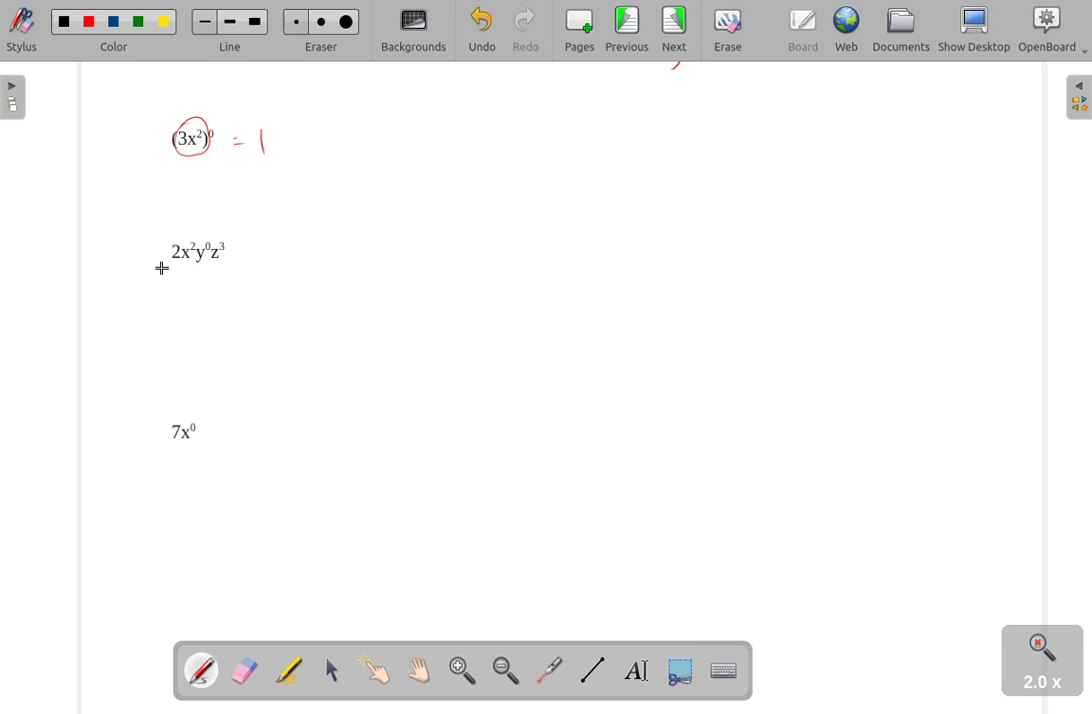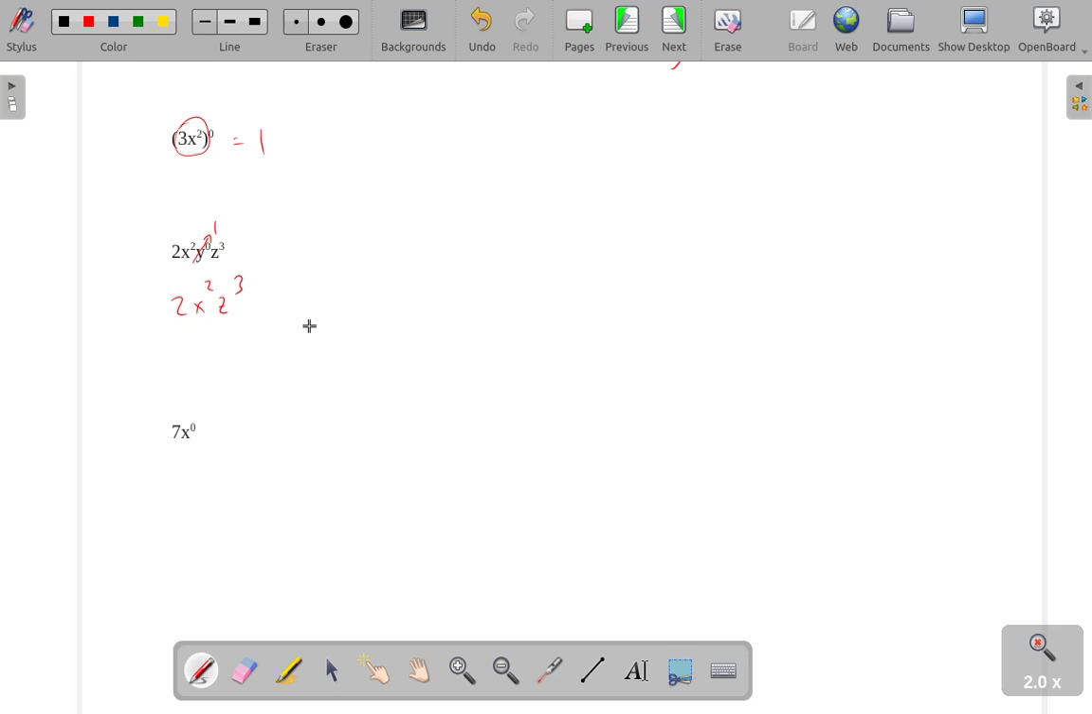That's what that says. This one right here, it's not the entire thing that's raised to the power of 0. It's actually just this one single part that's raised to the power of 0. So y to the 0 is equal to 1. So this is saying we're taking 2 times x squared times 1 times z cubed, which is the same thing as not having that y to the 0 written there at all.